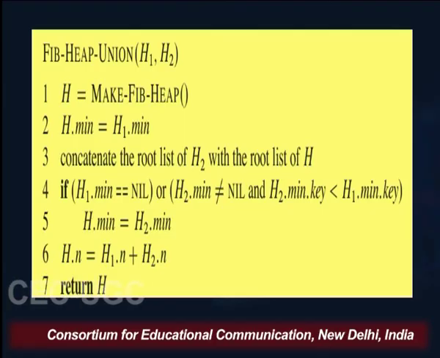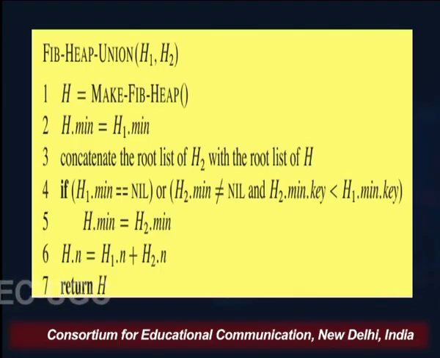That means H1 is not nil, that there is an existing Fibonacci heap H1, and similarly the second one, H2, is not nil, and also the minimum key of H2 is less than the minimum key of H1. That means among H1 and H2, the minimum is the key of H2. So in that situation, H dot min is equal to H2 dot min. That means the minimum key of H2 will be assigned as the minimum key of H.